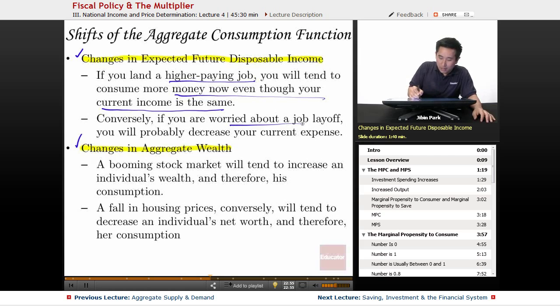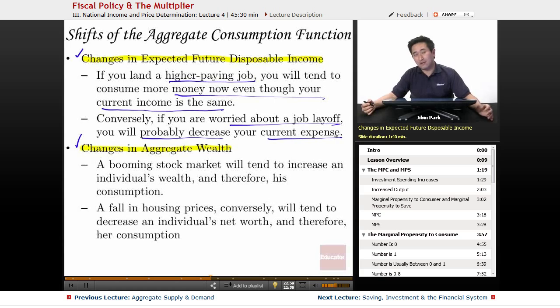Conversely, if you're worried about a job layoff, you'll probably decrease your current expense. So let's say instead of getting a promotion, there's a round of layoffs that's announced. You're fearful that you might get downsized. Then chances are you're not going to buy that refrigerator. You're probably going to withhold making a lot of purchases. You might not go on that vacation to Greece that your family was planning on going to.